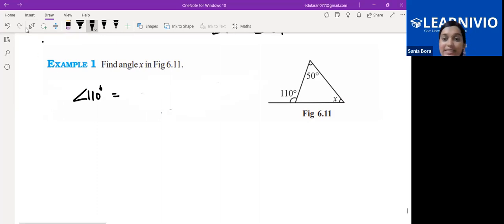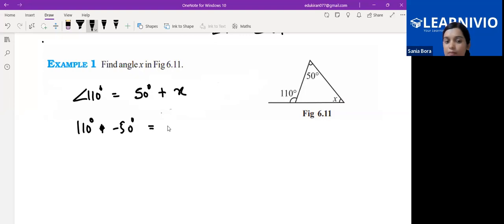It will be 60. How did you get 30? I got confused, ma'am. I thought 110 was inside here. Okay, 50 plus x, right? You have to now find the value of x. So 110 degrees minus 50 degrees equals x.